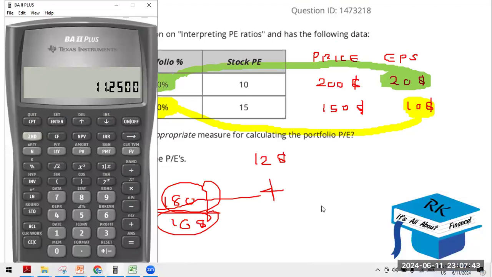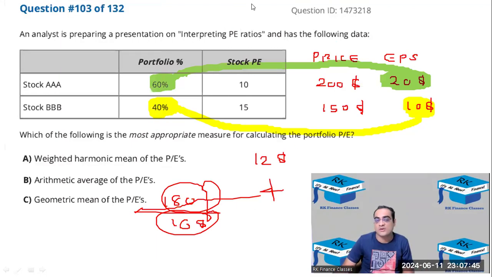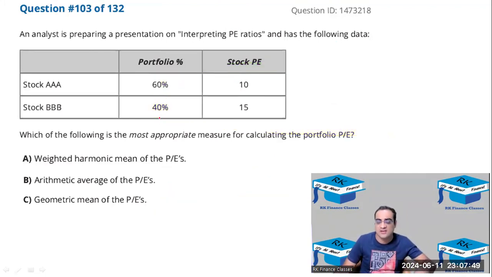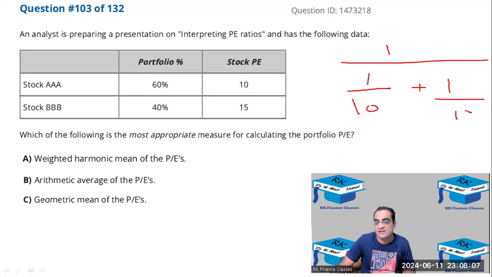Sir, I have a doubt. One second. So it is 11.25. In this case, this method was trickier because all the weights were given. So here the normal formula-based method is easier. What is the formula that we covered in the lecture? 1 divided by 1 upon the first P/E ratio 10 plus 1 upon the second P/E ratio 15, multiplied by the respective weights. The weight of this one is 0.6 and of that one is 0.4.